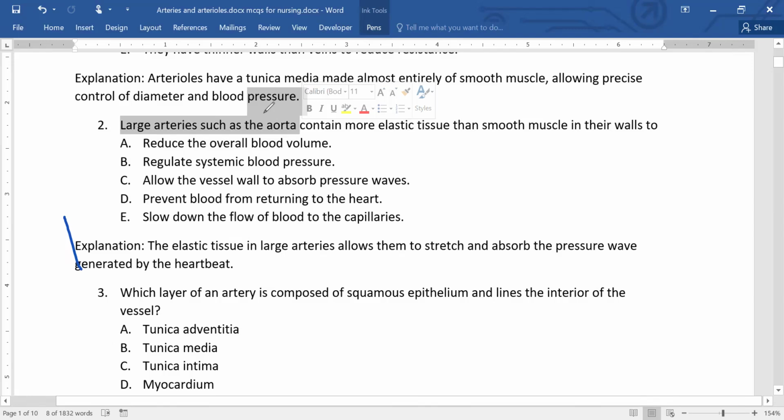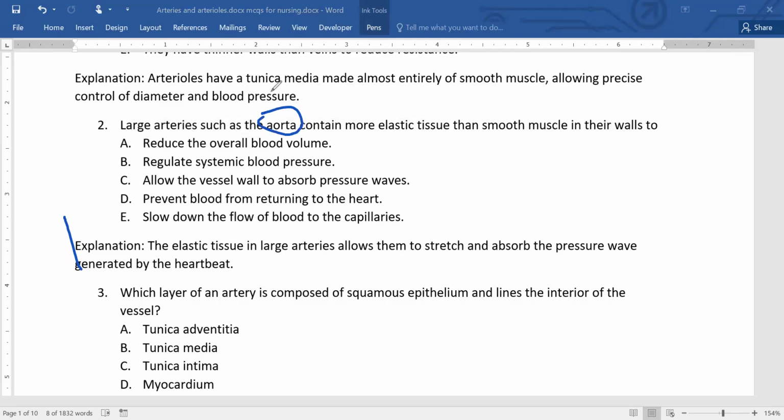The aorta is also known as the elastic artery because it has more elastic tissue in its walls. So, what is their function? Why do they have more elastic tissue? To reduce the overall blood volume, to regulate systemic blood pressure, allow the vessel wall to absorb pressure waves coming from the heart, prevent blood from returning to the heart, and slow down the flow of blood to the capillaries. So again, the correct answer is C, to allow the vessel wall to absorb pressure waves.